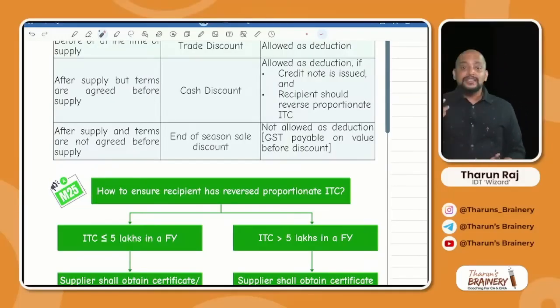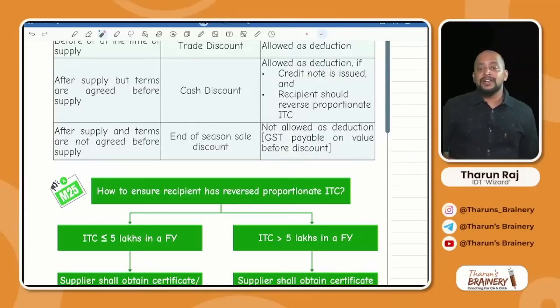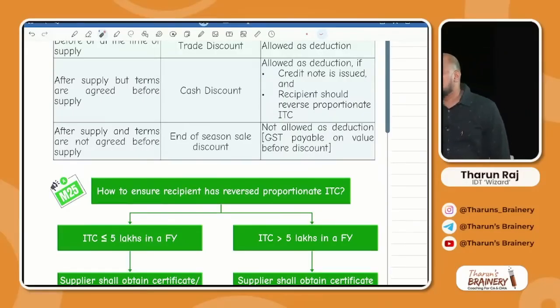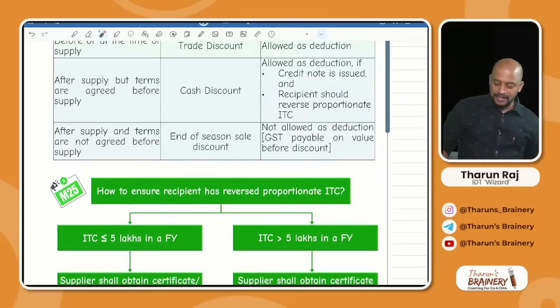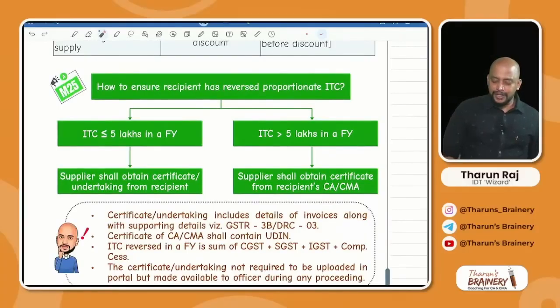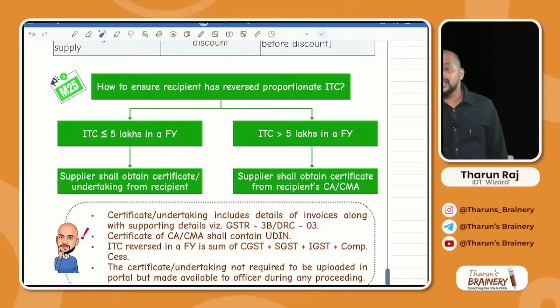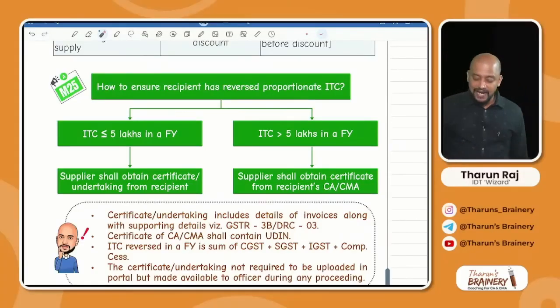Are you getting this? Suppose it exceeds 5 lakhs in a financial year, then the recipient will have a CA-CMA, and that CA-CMA should give a certificate that the recipient reversed the ITC. So they have brought in this amendment. How to ensure the recipient has reversed the proportionate ITC? If the ITC does not exceed 5 lakhs in a financial year, the supplier shall obtain a certificate or undertaking from the recipient. If the ITC exceeds 5 lakhs in a financial year, the supplier shall obtain a certificate from the CA-CMA of the recipient.